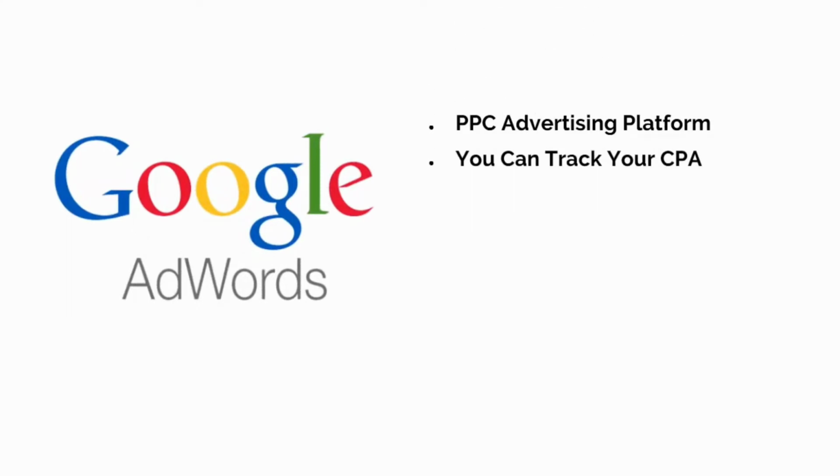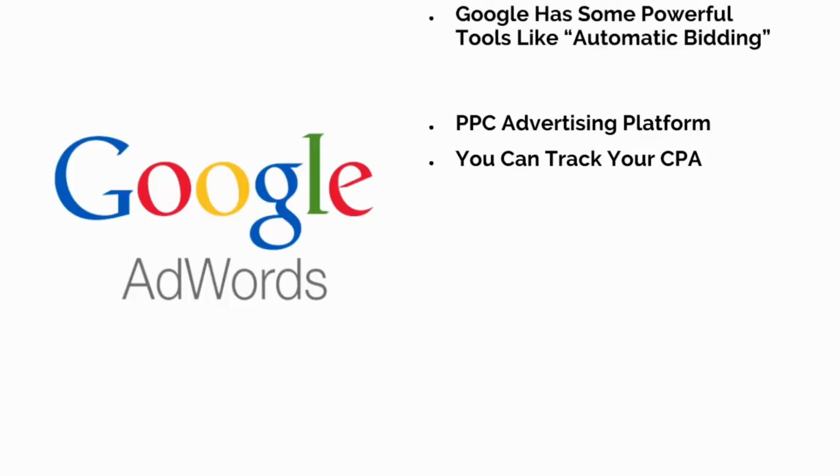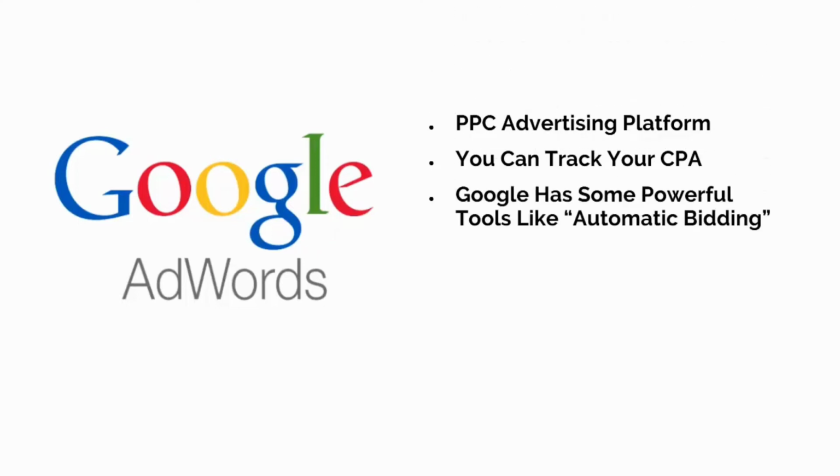However, the fact that you can track your CPA means that you can ensure that you're still making conversions and you can see how much you're paying for them. While this doesn't protect you as much from an unsuccessful ad, you can quickly make changes to ensure that you start making money. What's more, Google has some powerful tools such as automatic bidding that ensures that your ad will always be getting you the best rates for CPA. This way you can get Google to literally do your bidding.